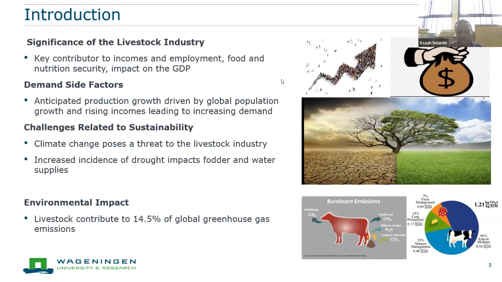So as a start, what is the significance? Why is the livestock sector important? The first thing is that it contributes to income, especially in the developing world. So many people are employed in the livestock sector. It contributes to the GDP. It also contributes to food security. And of course, in the developing world, we have issues with nutrition where especially animal proteins are lacking. So it is an important contributor there.